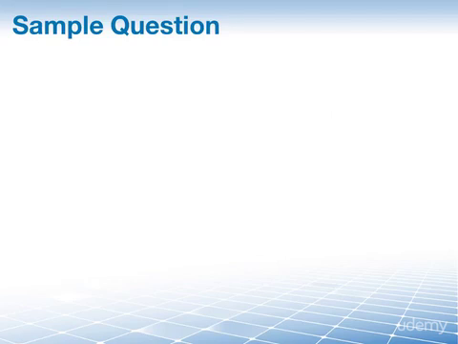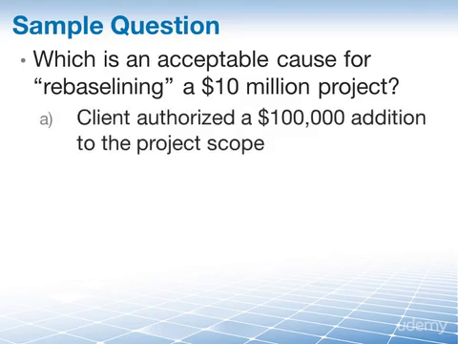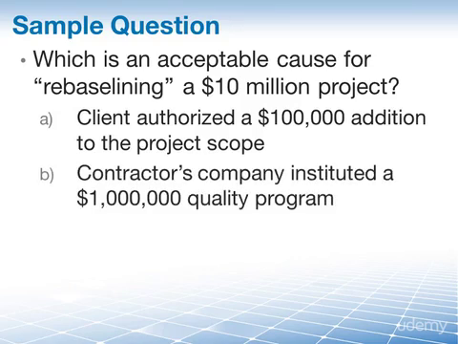Let's try this on a PMP exam sample question that you may find in a book or an online simulator. In fact, this is almost sort of the standard question that you'll find when it comes to rebaselining. The question is, which is an acceptable cause for rebaselining a $10 million project? Is it A, the client has authorized a 100,000 addition to the scope of the project? Is it B, the contractor's company has instituted a quality program in which it has pledged to spend $1 million during the next year?